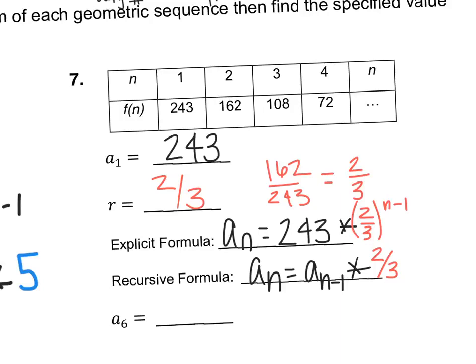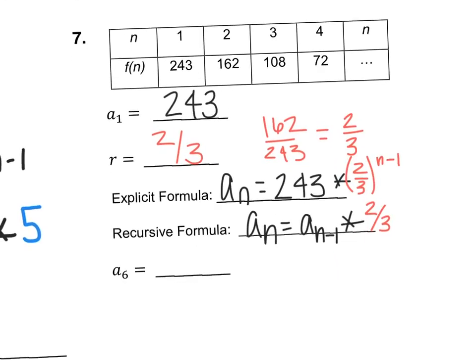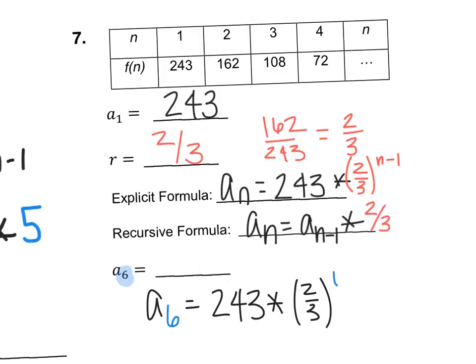So in particular for this problem, what term are we looking for? The 6th term. We want the 6th term. So that means that we're going to plug in 6 for n. So to find the 6th term, I would do 243 times 2/3 to the 6 minus 1, or to the 5th power.